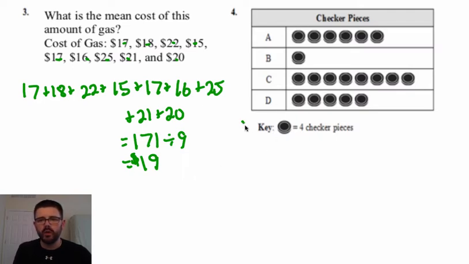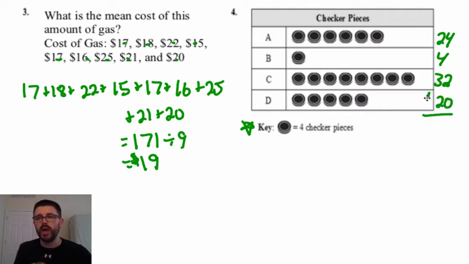Next one's a little tricky, so hopefully you paid attention to your key. Your key says for each checker piece, it represents 4 people. So here I had 1, 2, 3, 4, 5, 6 pieces that each represent 4, so 6 times 4 is 24. Here I just had 1, so that represents 4. Here I had 1, 2, 3, 4, 5, 6, 7, 8 checkers. They're each 4, so 8 times 4 is 32. And then here I had 5 of them. 5 times 4 is 20.